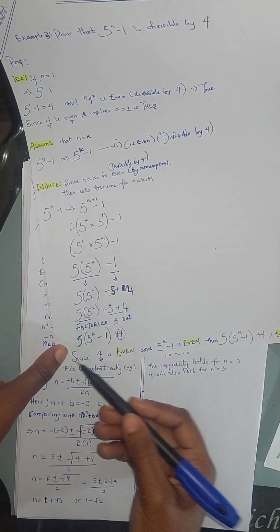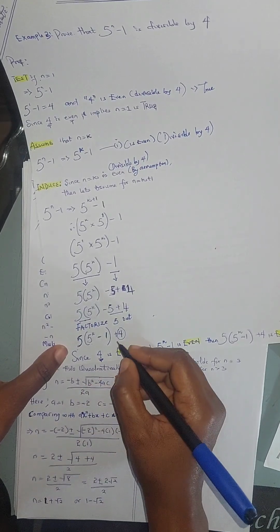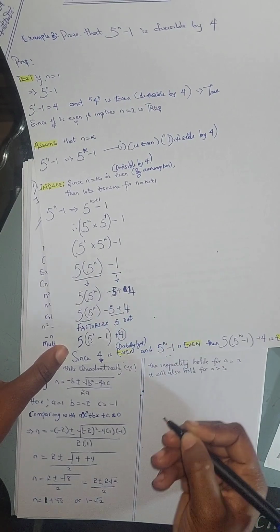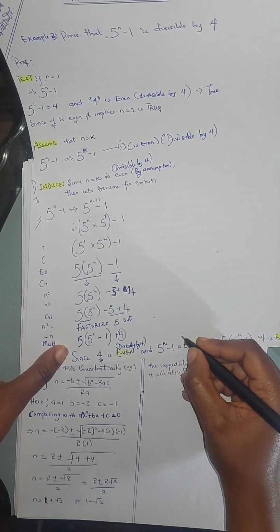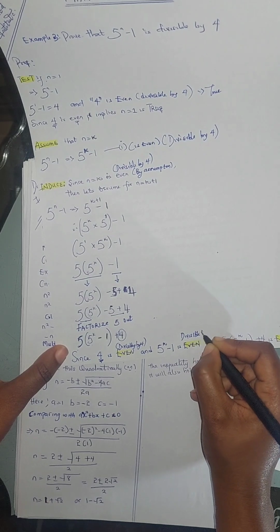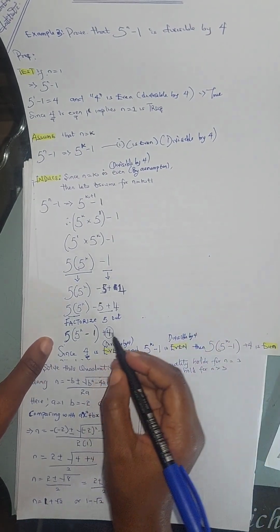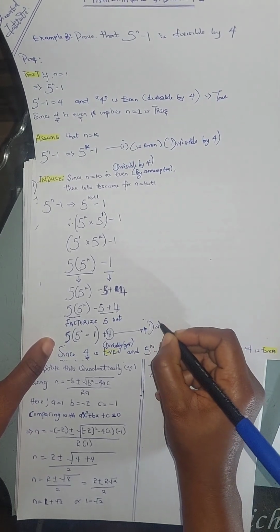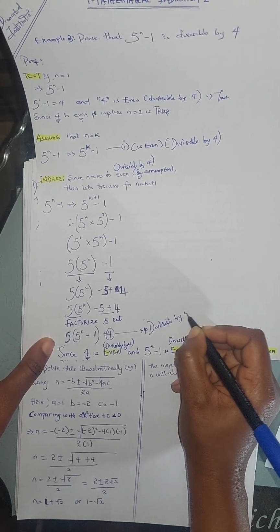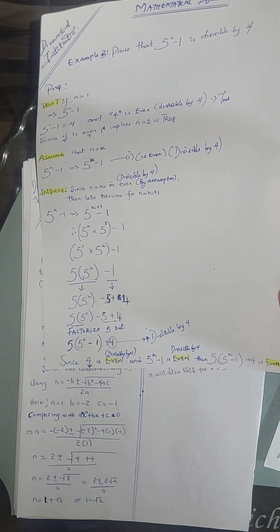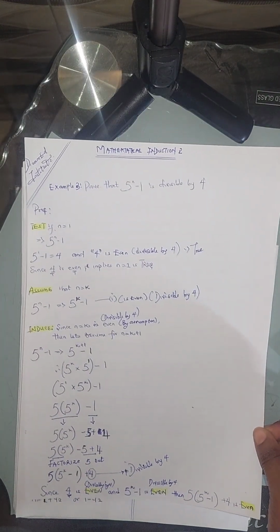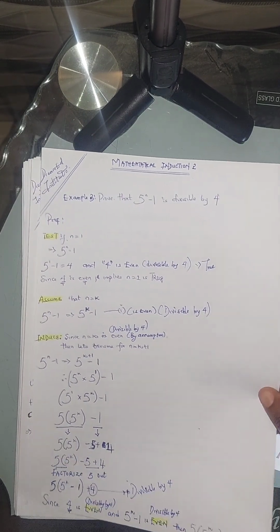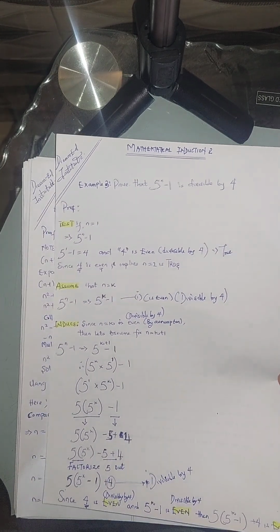So since 4 is divisible by 4, and we also said 5 raised to the power k minus 1 is divisible by 4, then it means this whole expression is also divisible by 4, which proves our given question. I hope you understand. If you have any question, please reach out to us. I'm going to explain it very well to you. So this is the proof to this question.